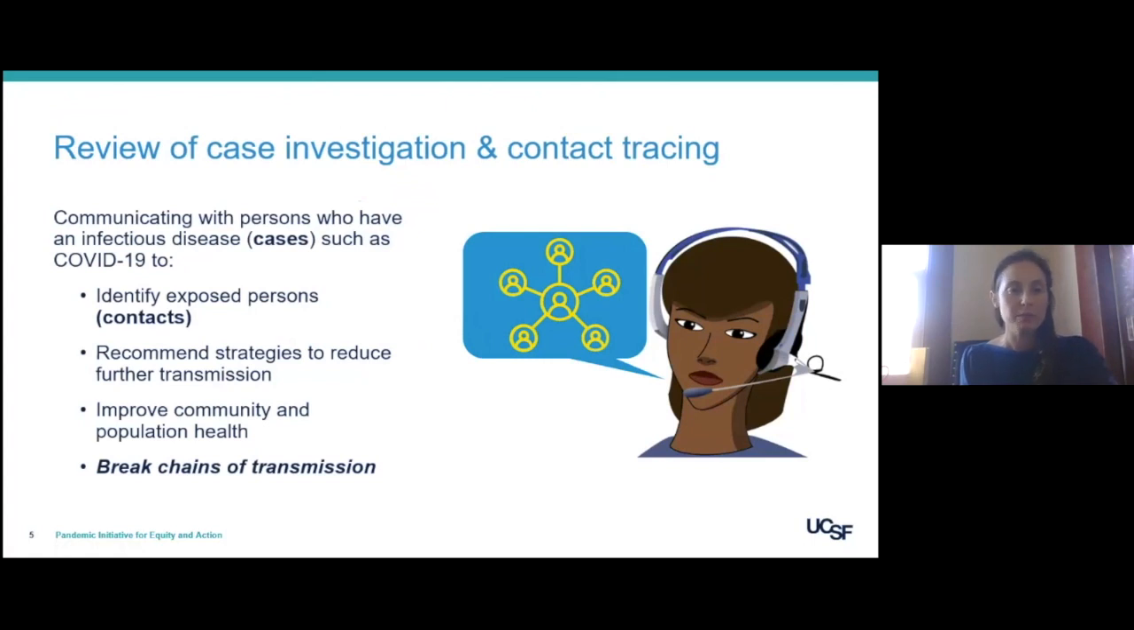When you communicate with people who have infectious diseases, and we call those cases, like COVID-19, the reason that we do that is first and foremost to identify exposed people. So those are contacts, right? So you have cases, and then you have the people who the cases have exposed to COVID-19. Then you would want to recommend strategies to reduce further transmission, and that would be to the cases. So this is all while you're talking to the case. And then finally, the other goal is that you want to improve community and population health and ultimately break the chain of transmission. And so that is the real reason that we're doing this case investigation.